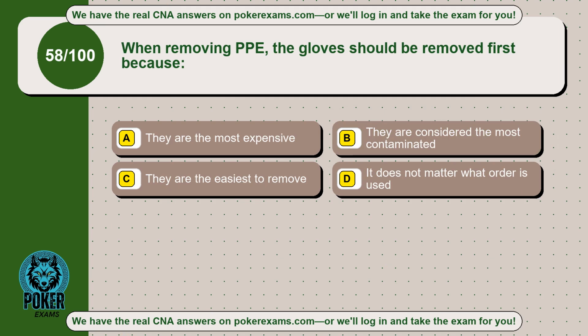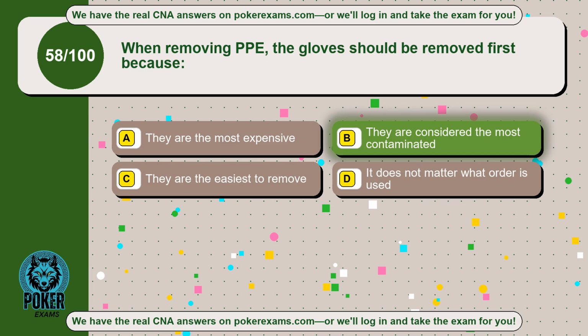Question 58. When removing PPE, the gloves should be removed first because: Option A. They are the most expensive. Option B. They are considered the most contaminated. Option C. They are the easiest to remove. Option D. It does not matter what order is used. The correct answer is option B.